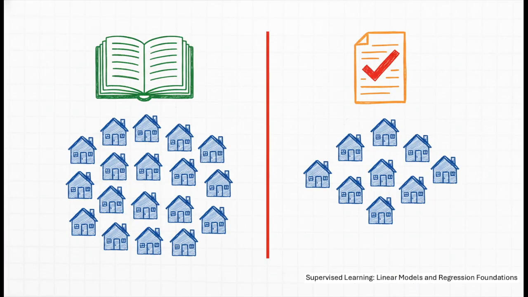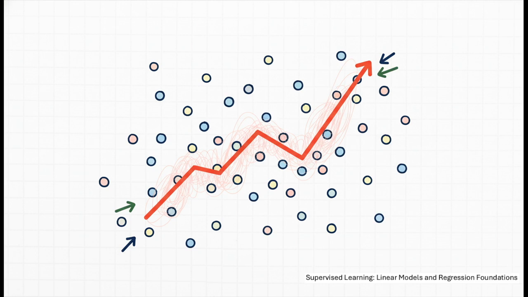First up, splitting the data. We basically take all of our house data and split it into 2 piles. The bigger pile is our study material. That's what we call the training set. The smaller pile is the final exam, the test set. And here's the golden rule. The model is absolutely not allowed to peek at the final exam while it's studying. No cheating. Okay, step 2, it's study time.